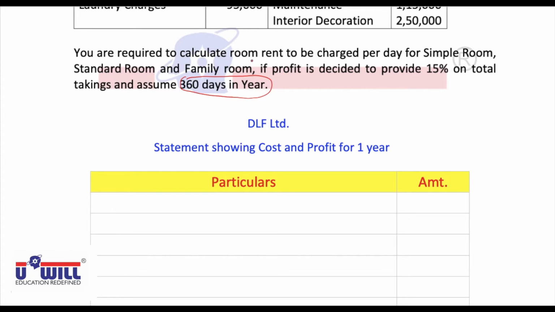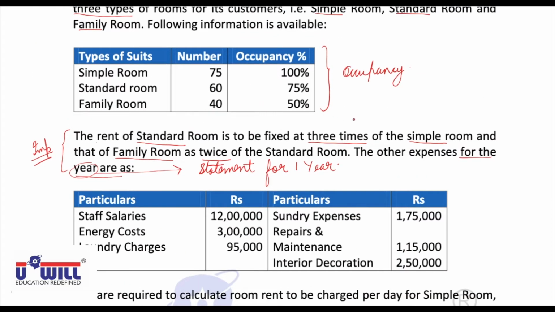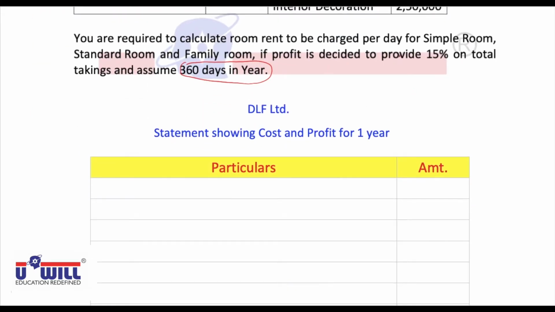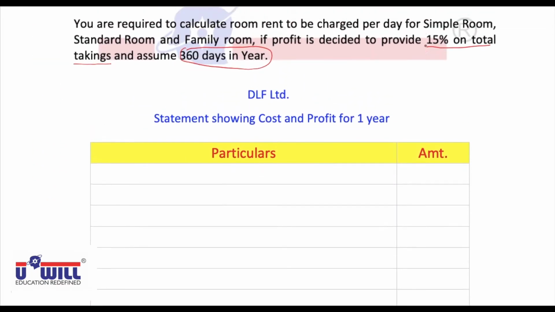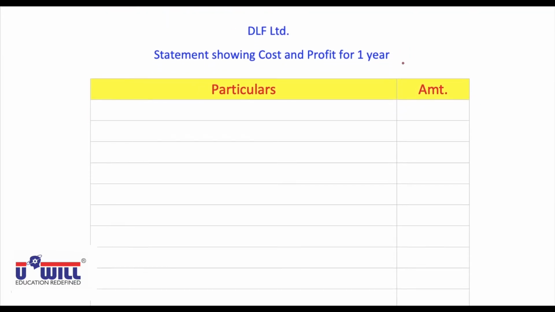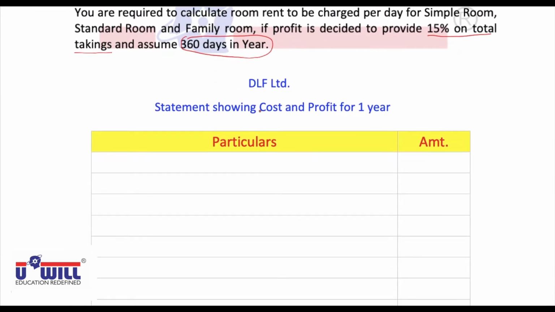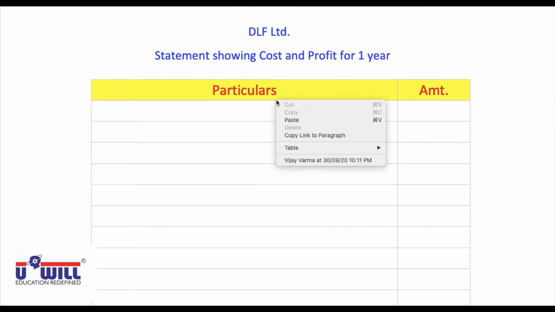You are required to calculate a room rent to be charged per day for simple room, standard room, and family room. And that should be in such a manner that standard room's rent is 3 times of simple room and family room is twice of standard room. If profit is decided to be provided at 15% on total takings, then for the variable rent and this profit calculation we will do as we used to do in the initial questions of cost sheet. All of you pause the video and make the format. Name of the company is DLF Limited. Statement showing cost and profit for 1 year. All of you pause the video and make the format.